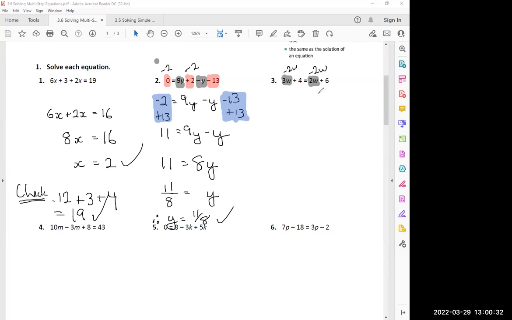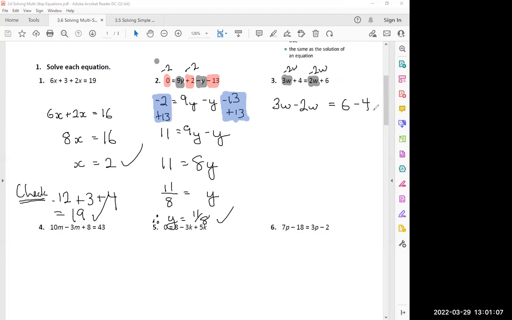We can't subtract 2A from a 3W. Correct. I probably wouldn't give you questions like that. If it's like 3W plus 4 equals 2A plus 6, you won't be able to solve it, at least not on its own. That's more of a grade 10 level thing, and you will see some tips and tricks afterwards. Right now, the left side becomes 3W minus 2W, and that equals 6 minus 4.